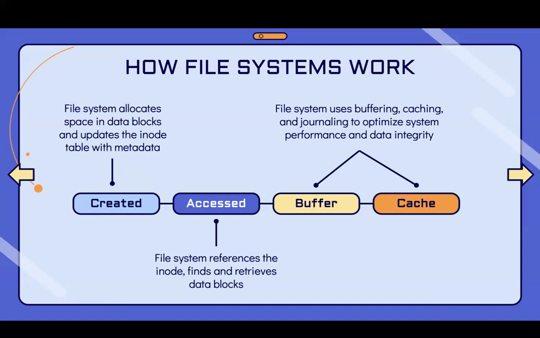So when you open a file, the file system references that inode, finds the correct data blocks, and reassembles the file for you. Advanced techniques like buffering, caching, and journaling are also used to boost system performance and maintain data integrity, especially during system crashes or power failures.